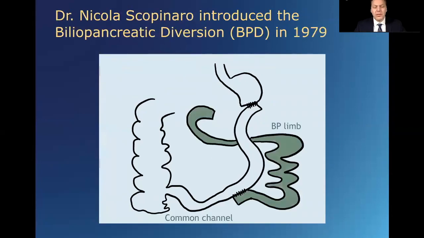Well, let's go back to 1979, when Dr. Nicola Scopinaro from Italy noticed that after removing a portion of the stomach for other reasons, such as ulcers, tumors, and cancers, and reconnecting with the small bowel, patients would lose weight. So he adjusted the distance between connections and introduced the biliopancreatic diversion. This operation was designed for weight loss. This procedure combined malabsorption with gastric restriction.